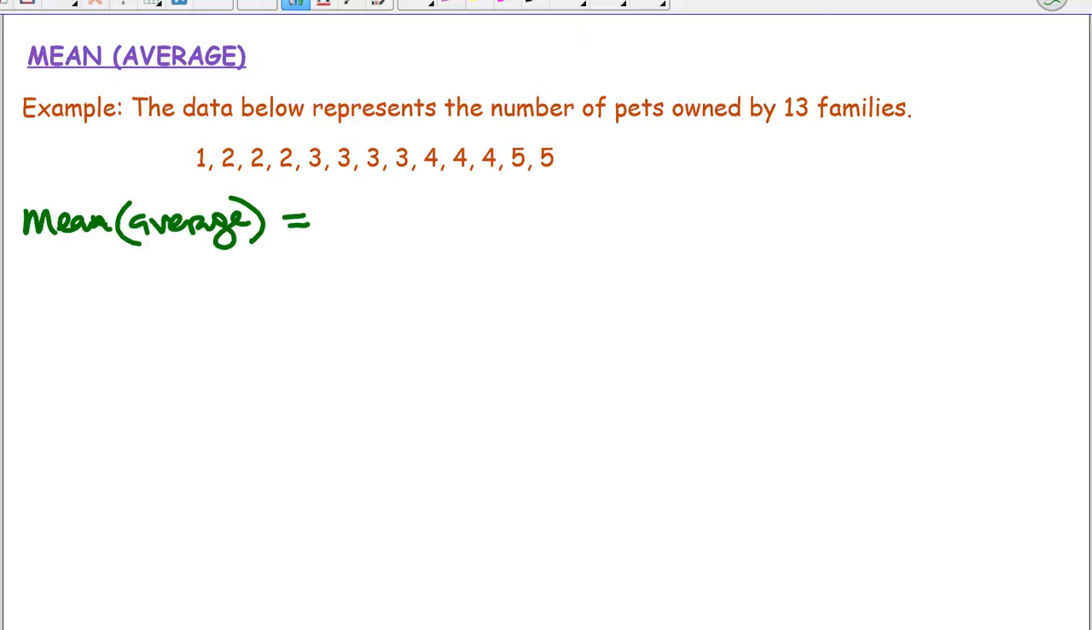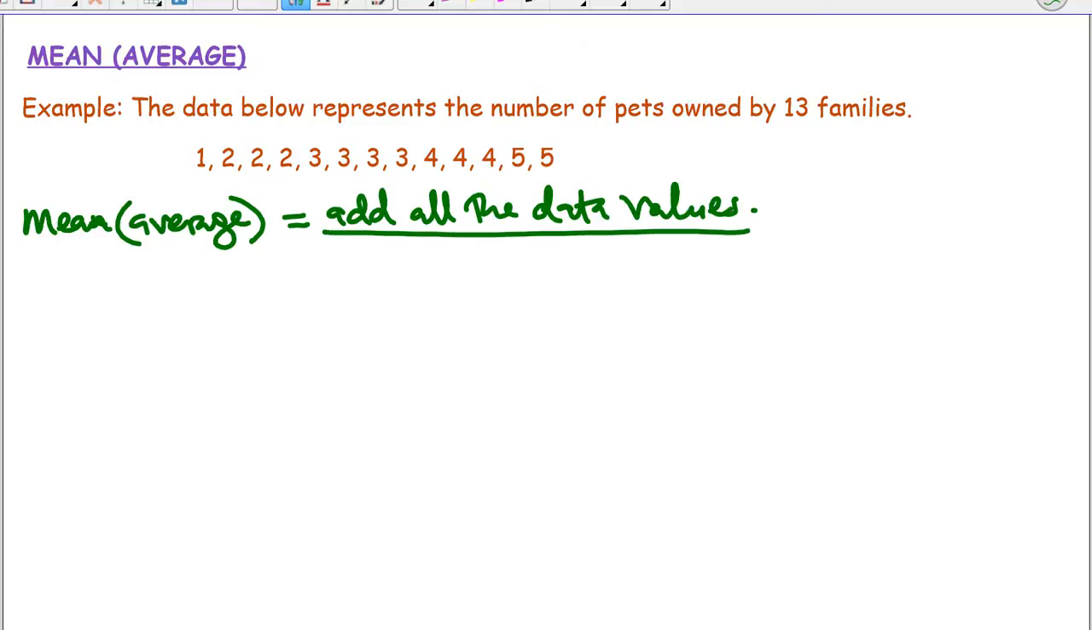or basically if you want to find the mean or average, add all the data values. So add all the data values and then divide that by the number of data values. Good. So basically in this case, if we add all these data values that we have, there are 13 of them, remember, because this represents 13 families. So if we add all this, these are basically number of pets.